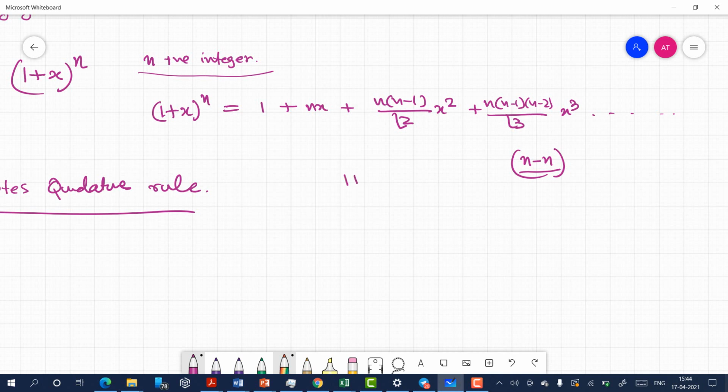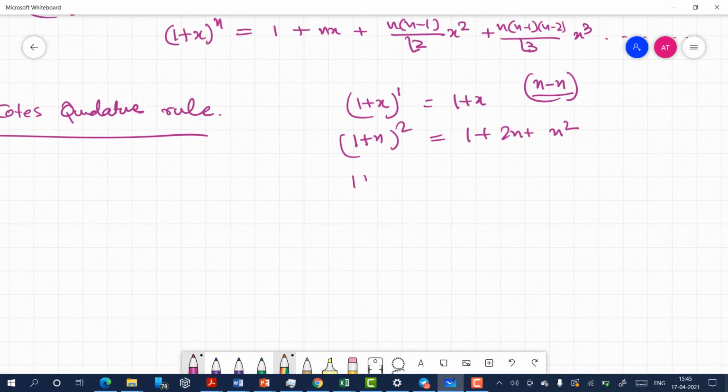So you can start with 1 plus x when n is equal to 1. So this is basically 1 plus x. If you have 1 plus x squared, then it is 1 plus 2x plus x squared, and so on, right?